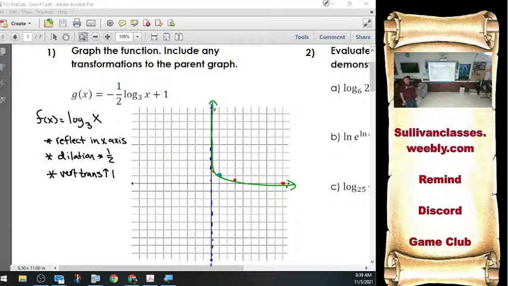Now, do I want the points there and then someone comes along and draws this? Probably not. No.